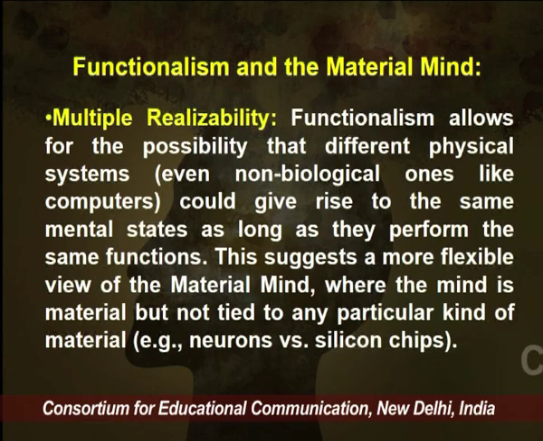Functionalism allows for the possibility that different physical systems, even non-biological ones, like computers, could give rise to the same mental states as long as they perform the same functions. This suggests a more flexible view of the material mind, where the mind is material but not tied to any particular kind of material, for example, neurons versus silicon chips.